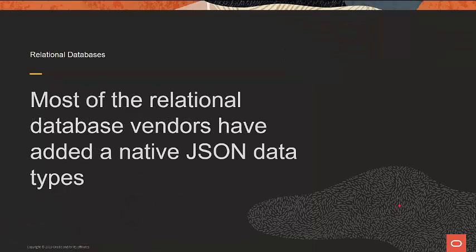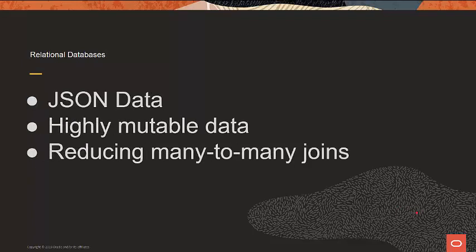Now relational databases, the big vendors have all gone out there and mostly have added JSON as a native data type. This gives you a little bit more powerful processing, and they've all written a series of functions, and we're going to be talking about one of those functions today.